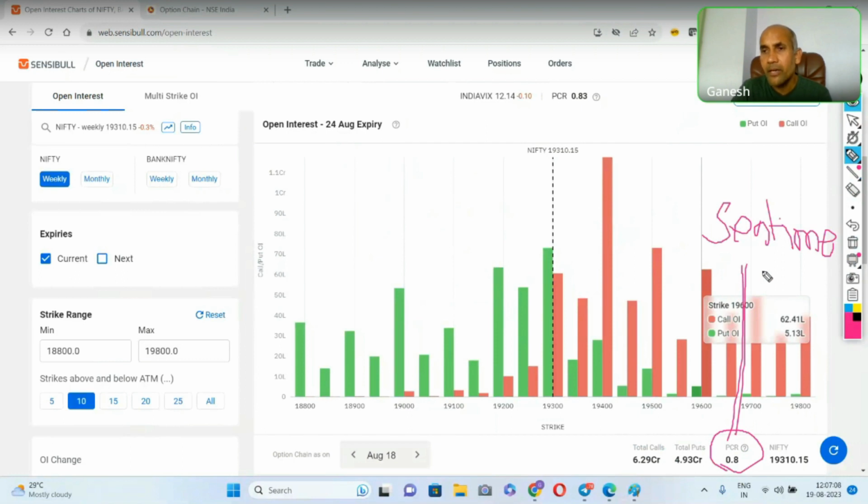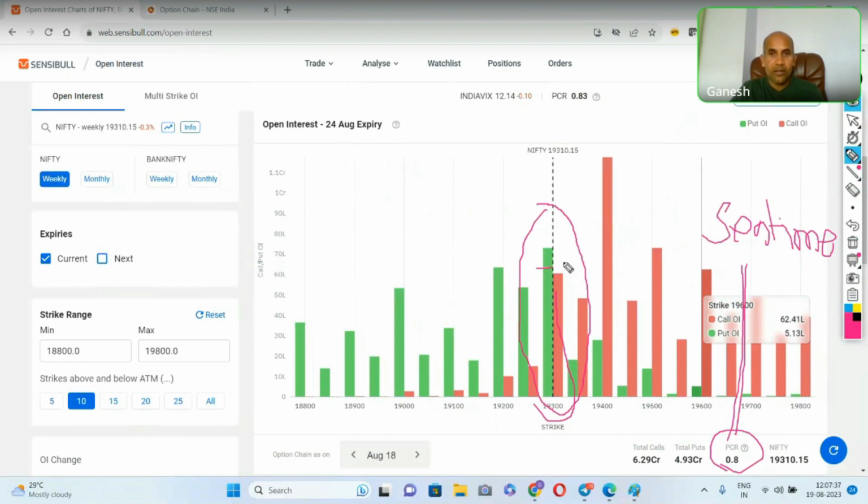What is market sentiment? Neutral. Till what time? By this upcoming expiry, 24th August. So if it is neutral, what is the best strategy to apply? Straddle. Short straddle, right? That is where we see 19,300 as highest open interest. Means in a way, short straddle.